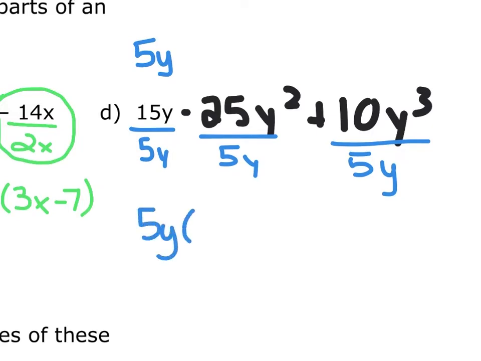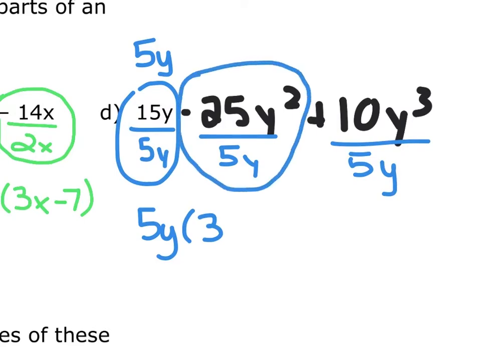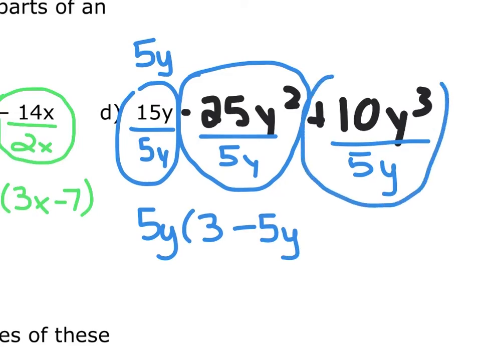So let's start with the first one. 15y divided by 5y is? 3y. Nope, just 3, right, because the y is crossed out. What about negative 25y squared divided by 5y? Negative 5y, excellent job. And then the last one, positive 10y cubed divided by 5y. 2y squared. Excellent job.